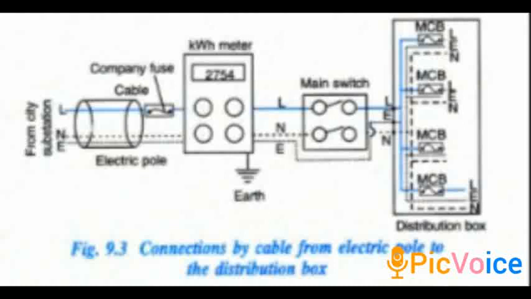So as I told you, there can be one single MCB at the main distribution box, or there can be different MCBs for different rooms also. So this is how the power, or the electricity, is distributed from the power station to your end in the house.